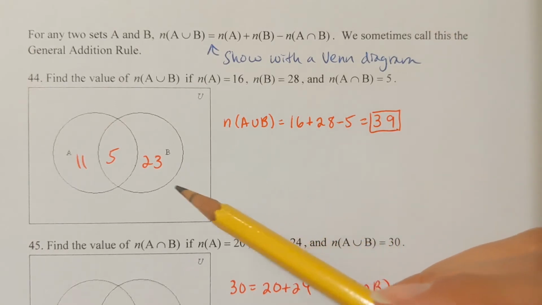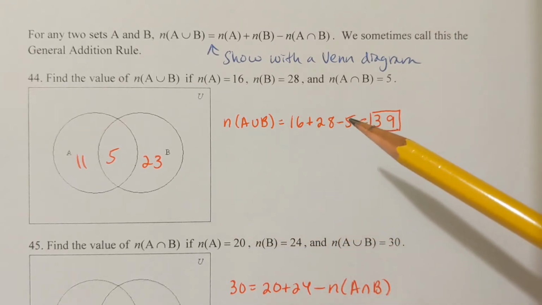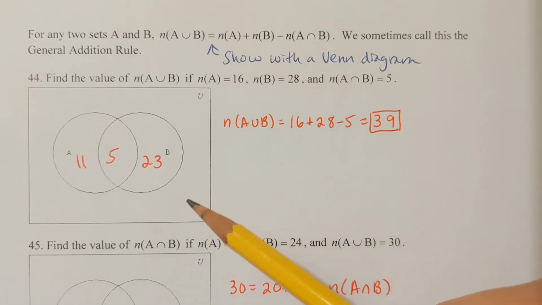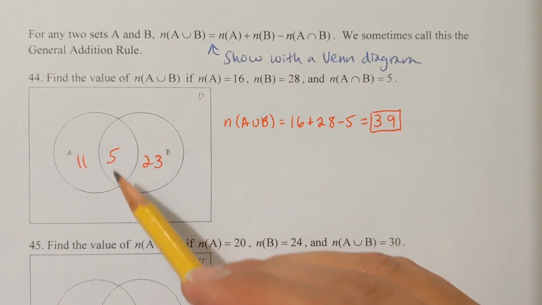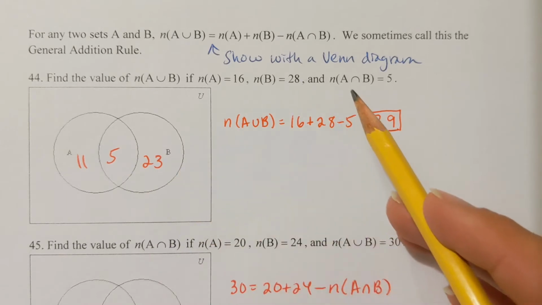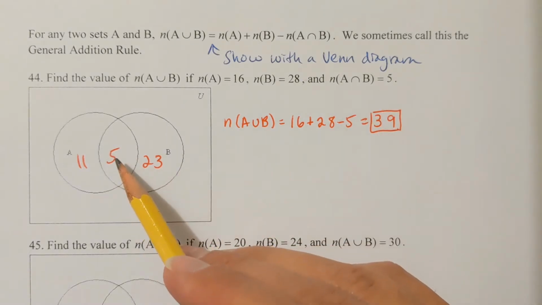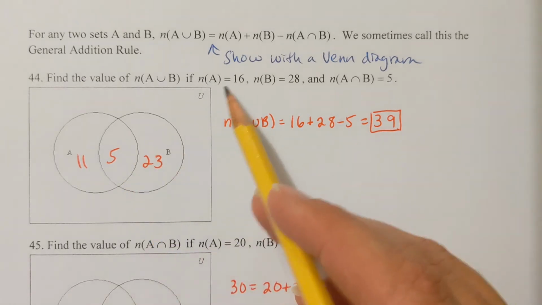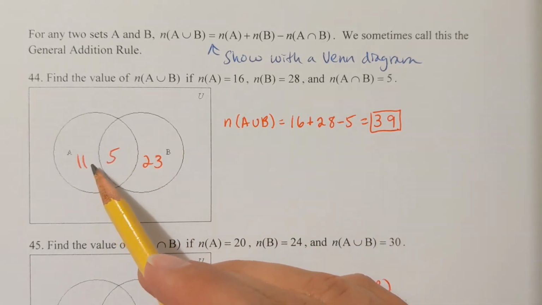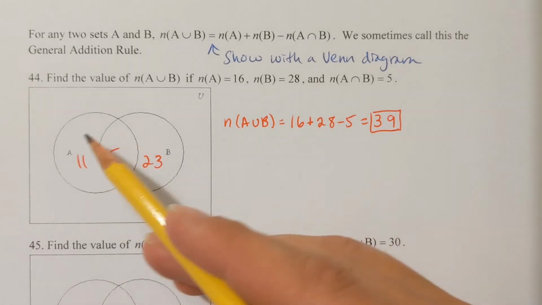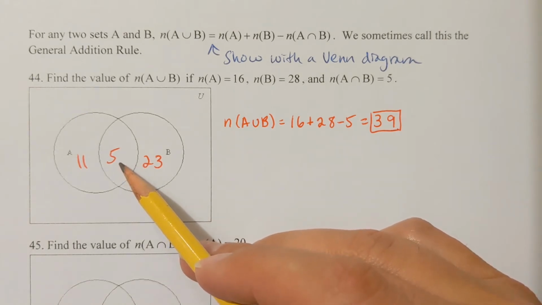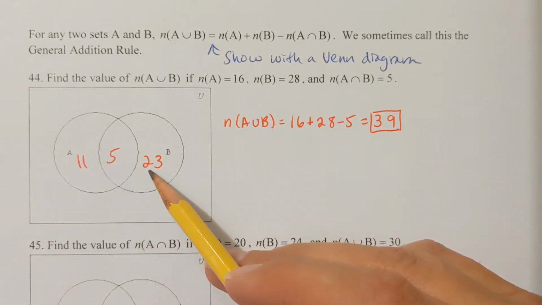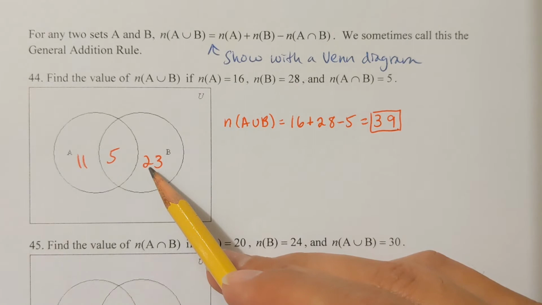And by the way, I can easily do this without using the general addition rule. I usually start from the center and work my way outward here. So the cardinality of A intersect B would be 5. Okay, so I got the 5 there. The cardinality of A is 16. I've already got 5 in A, so I'm going to need 11 more in A. That way I've got 16 total in A. The cardinality of B is 28. I've already got 5 in B, and that 5 is also in A. So I'm going to need 23 more in B. That way I've got 28 total in B.